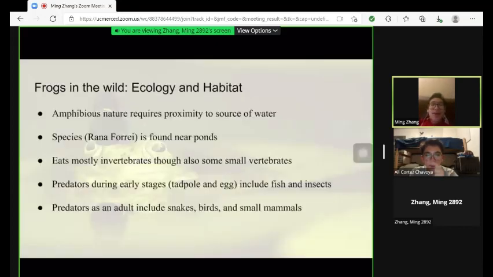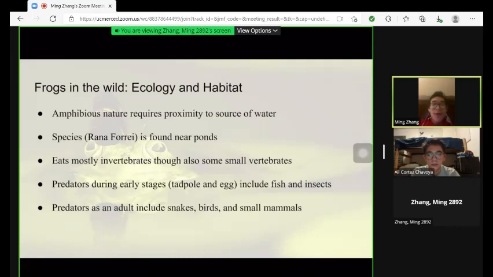Now, out in the wild, due to their amphibious nature, frogs require a nearby source of water, or else they will dry out. We can see examples of this even on campus, as there would occasionally be dry corpses of frogs out on the road. The species is no different. Rana forae's natural habitat is in the forested areas near ponds, where they spend most of their lives.